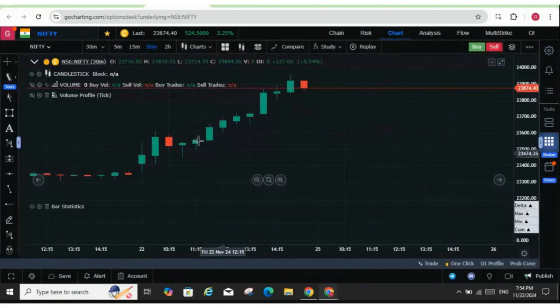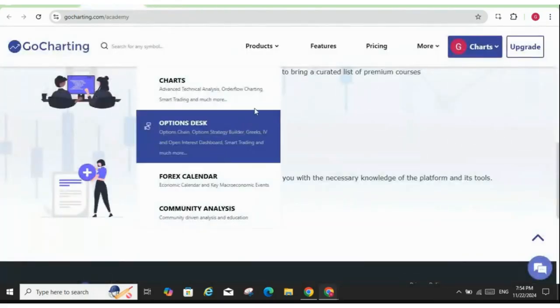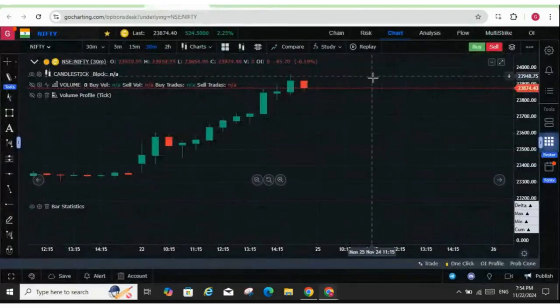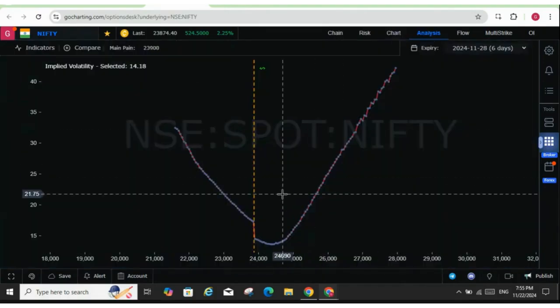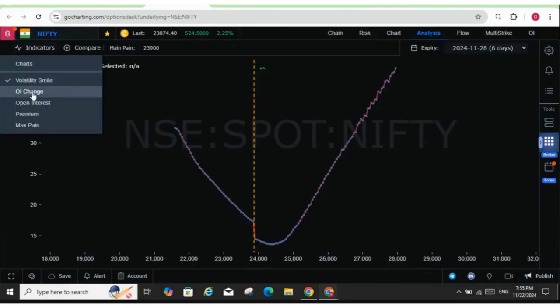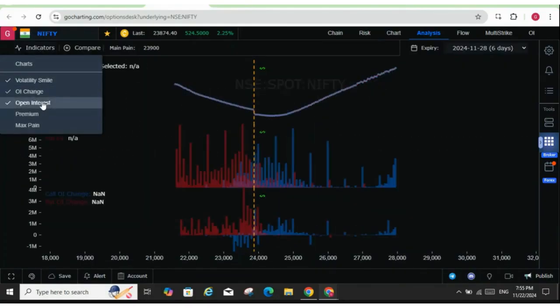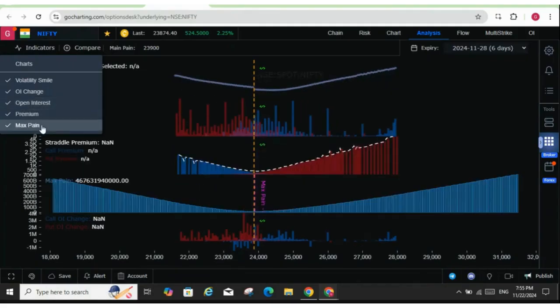Then we have the same charting option which we just explained, also given here under the options desk. So if you just want to work over here, you can also work here. Then we have this analysis tab. Basically this is a kind of dashboard where you can select different kinds of OI change, open interest, option premium, max pain. So these are dashboards for you.